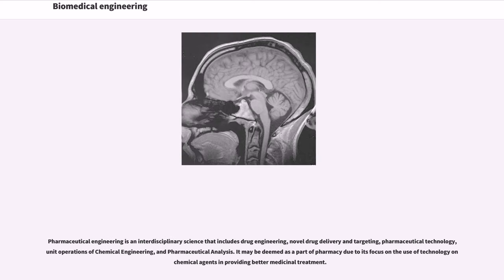Pharmaceutical engineering is an interdisciplinary science that includes drug engineering, novel drug delivery and targeting, pharmaceutical technology, unit operations of chemical engineering, and pharmaceutical analysis. It may be deemed as a part of pharmacy due to its focus on the use of technology on chemical agents in providing better medicinal treatment.